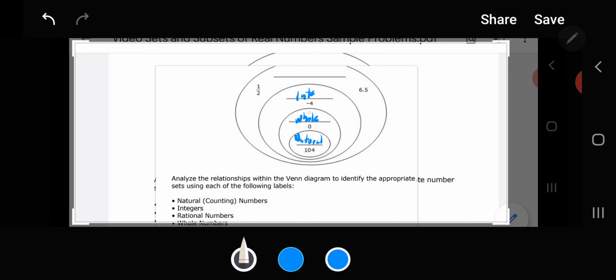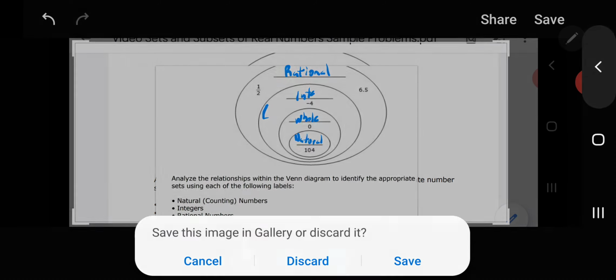No, my pen's not working. Now, lastly, guys, I'm sorry about the pen, but the integers are a subset, of course, to our last set, which is the rational numbers. All right, and that's what they mean by analyze. So we're good on that one.